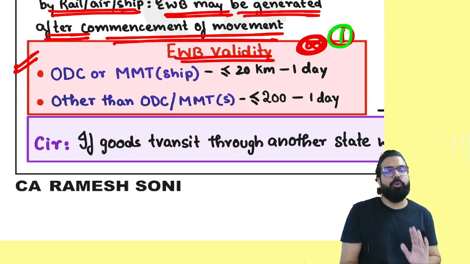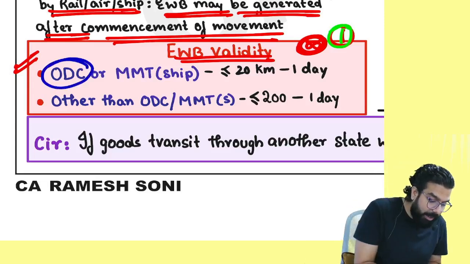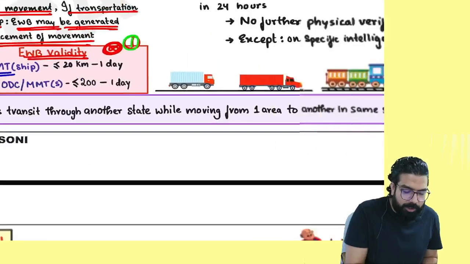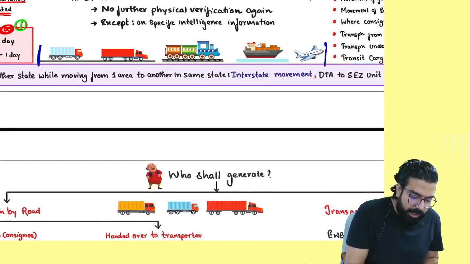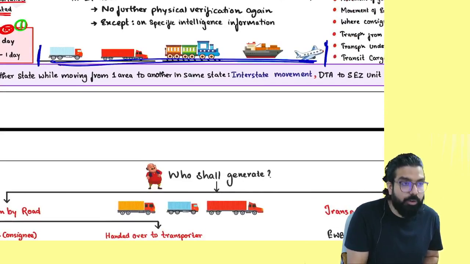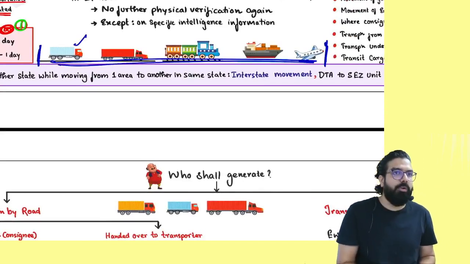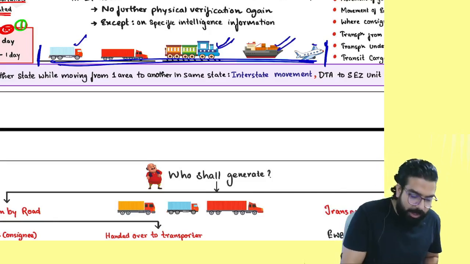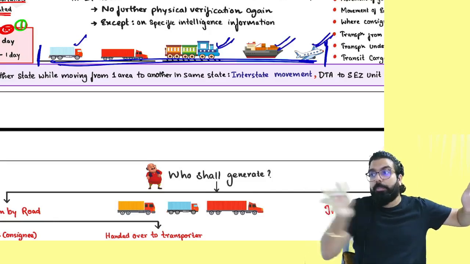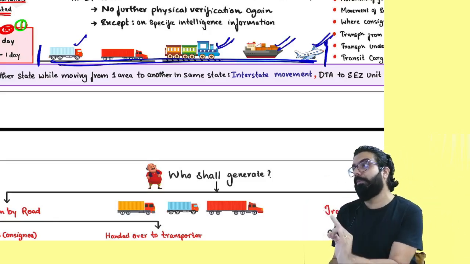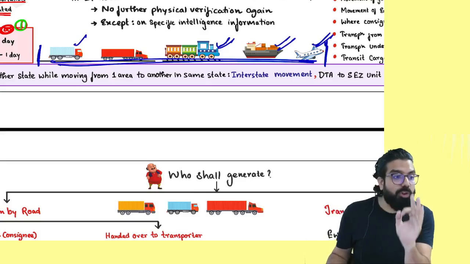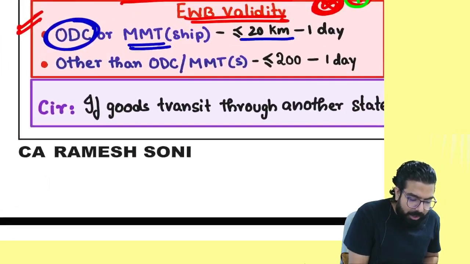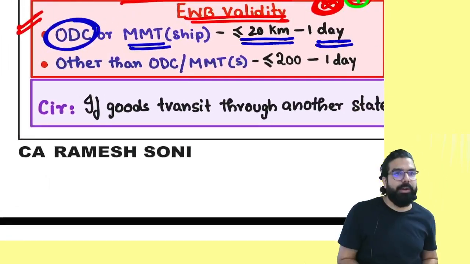Remember one thing, if you are sending the goods by over-dimensional cargo, or multimodal transportation, it means you are sending the goods from here to here by multiple modes. You use first road, then train, then ship, then plane. Remember one thing, if multiple modes of transportation are there and ship is involved, then it will always be 20 kilometers for 1 day.